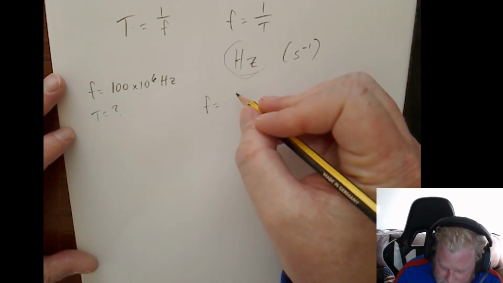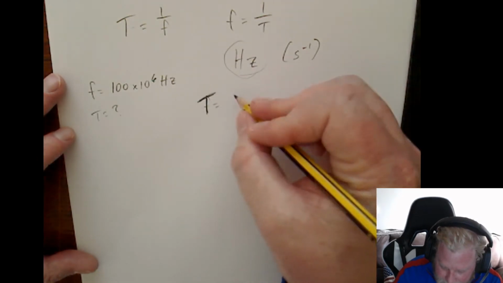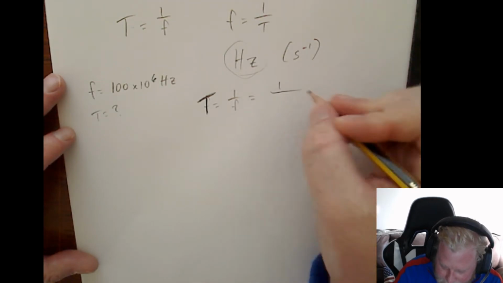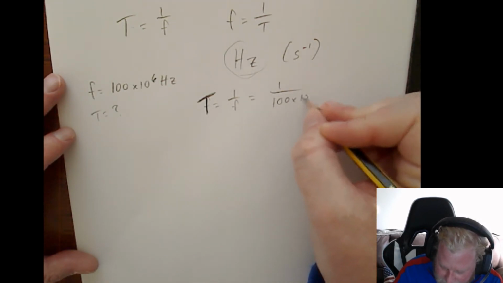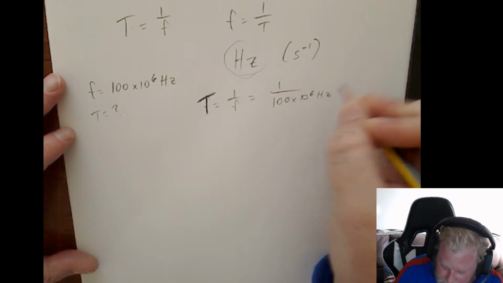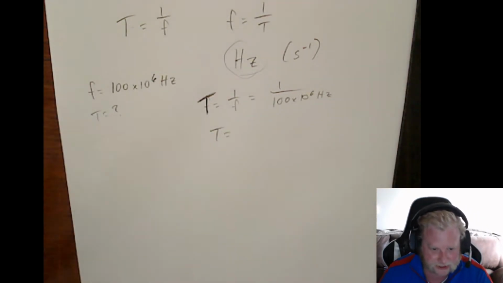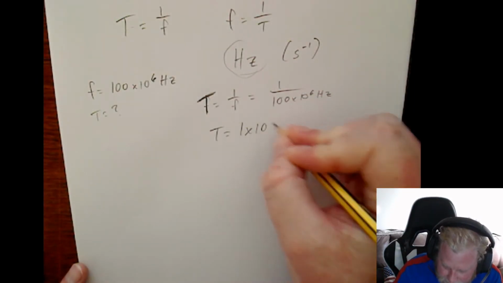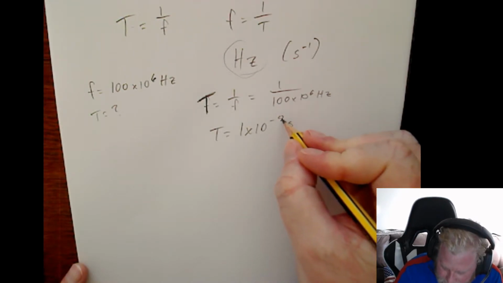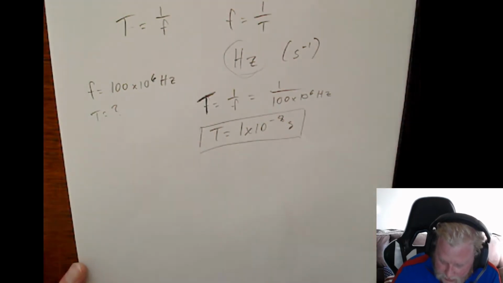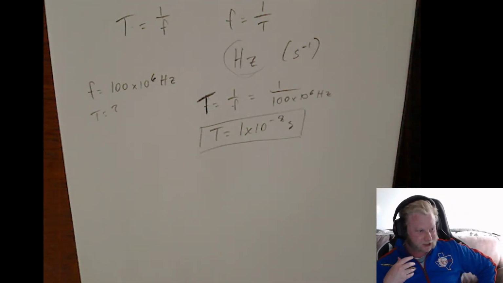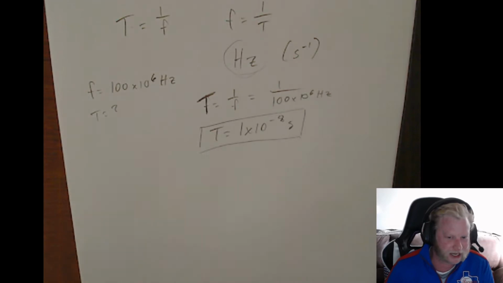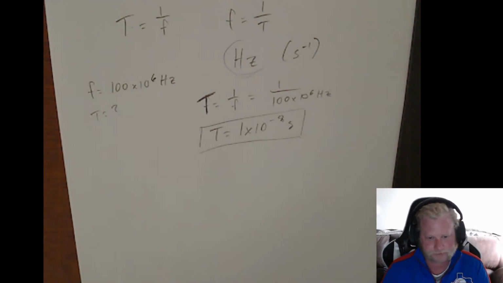And we want the period. So if period is 1 over frequency, well, your period is 1 over 100 times 10 to the 6 hertz. And so your period comes out to be 1 times 10 to the negative 8th seconds. So again, you've got that inverse relationship, right? So the greater the frequency, the lower the period. The lower the frequency, the greater the period, right? So you have that nice inverse relationship there.